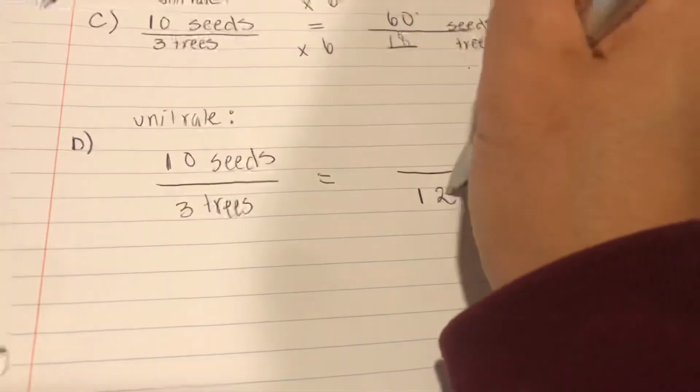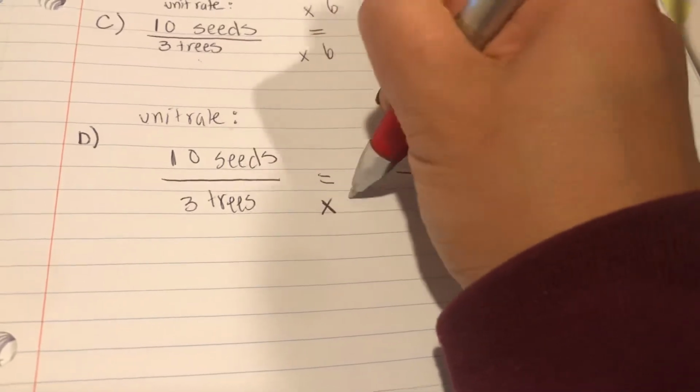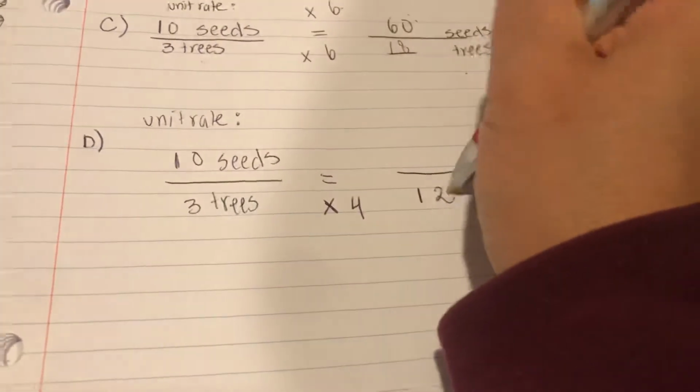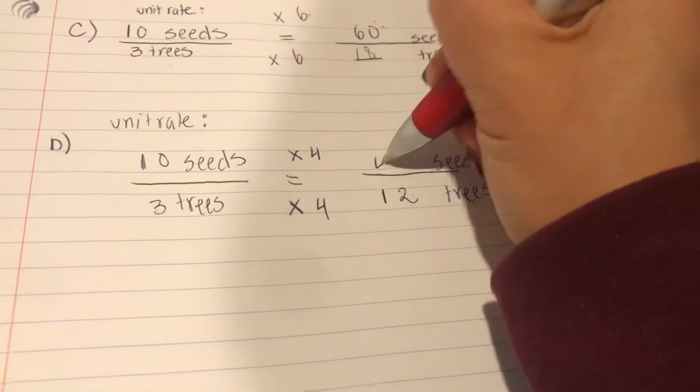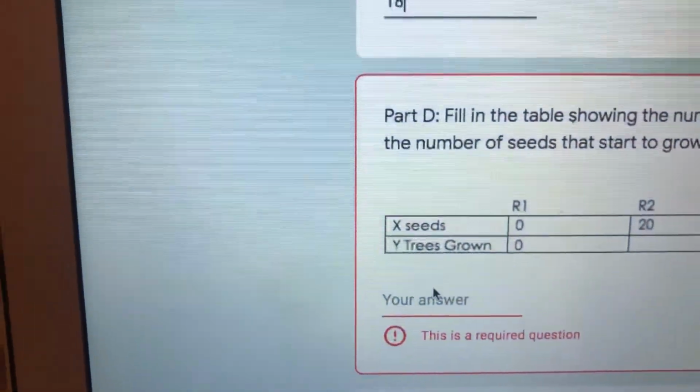And how do I get from 3 to 12? Well, I multiply by 4. 3 times 4 is 12, which means 10 times 4 is 40. So 40 seeds to 12 trees.